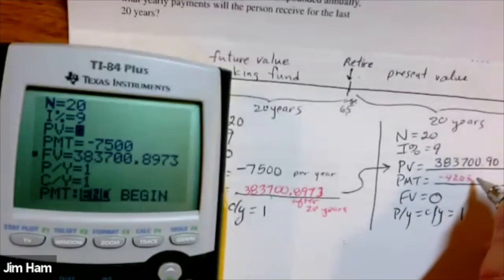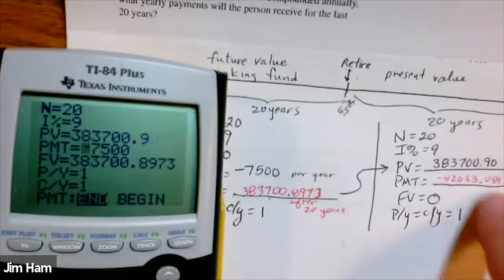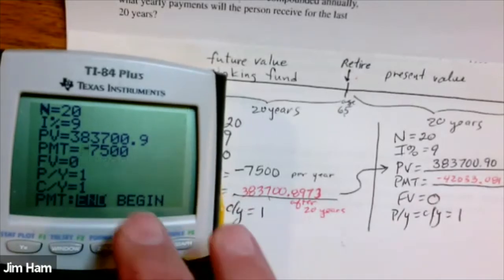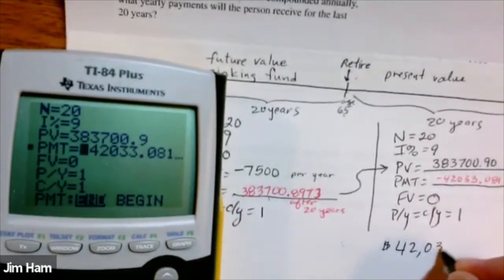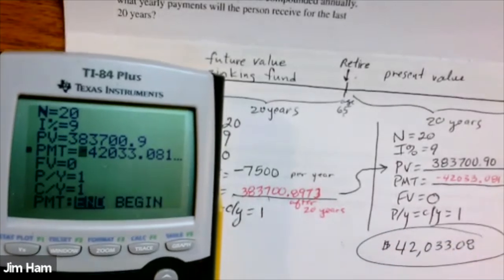Negative 383,700.90. And I think everything's the same. We want to end up with $0, $42,033.08. Now that's per year.